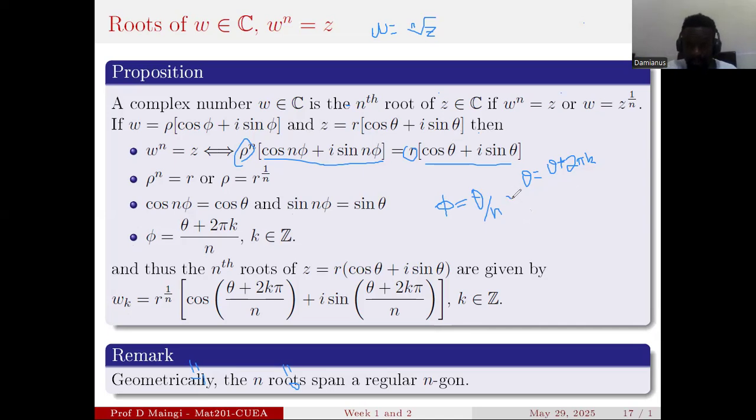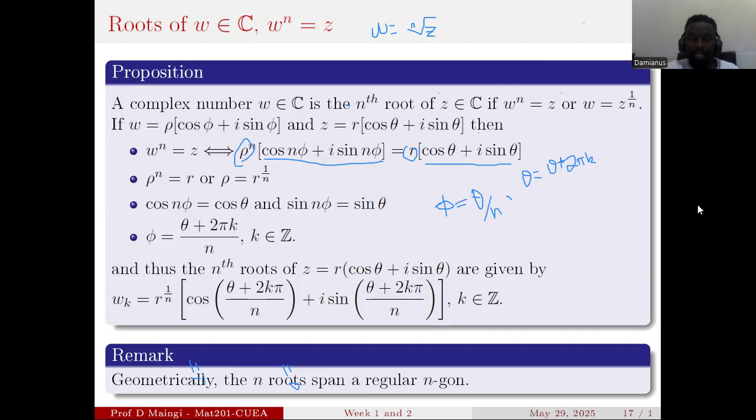And thus, the nth roots of Z, given that polar form, will be given by W sub k equals the nth root of r, that is r to power 1 over n, times cosine of (theta plus 2 pi k over n) plus i sine of (theta plus 2 pi k over n). And then you just vary k, and you get the roots. Depending on what k is, k can be 0, 1, 2, 3, and so on. That's the way you compute the complex roots of a complex number.